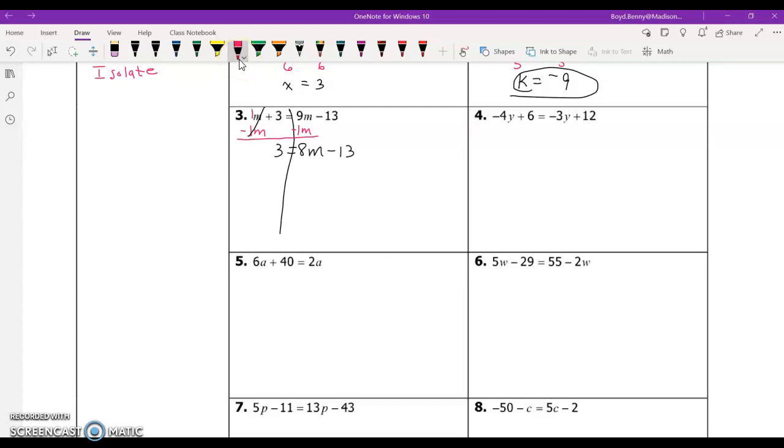The next thing I would do is isolate the variable. So I need to add 13. Remember, we want to undo our addition and subtraction before we undo our multiplication and division. So 13 plus 3 would give me 16. Over here, I would just have 8m because that turns out to be 0. On my next step, I would divide by 8 on both sides. 16 divided by 8 would be 2. 8m divided by 8 would be 1m, or just m. Okay, let's move on to number 4.